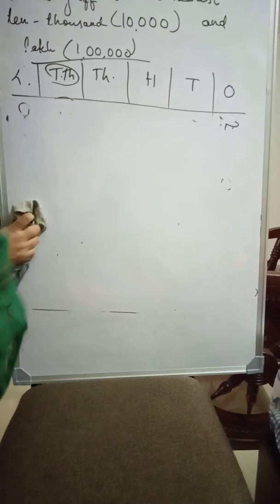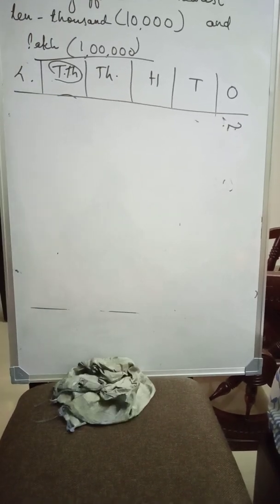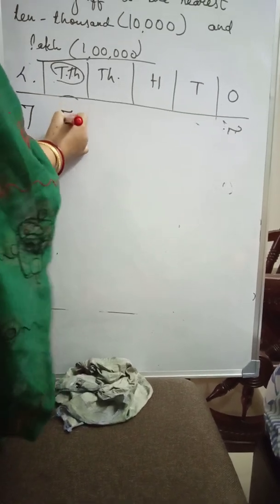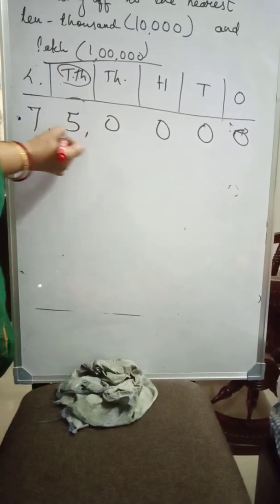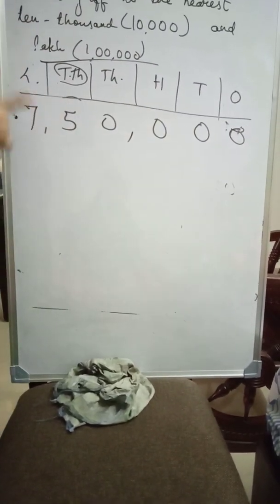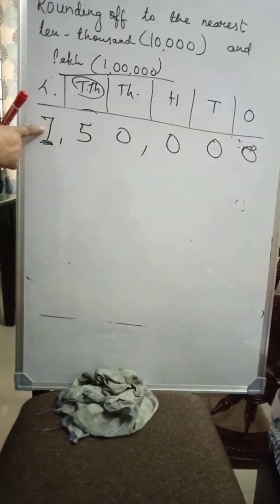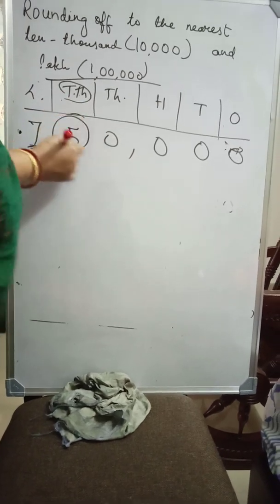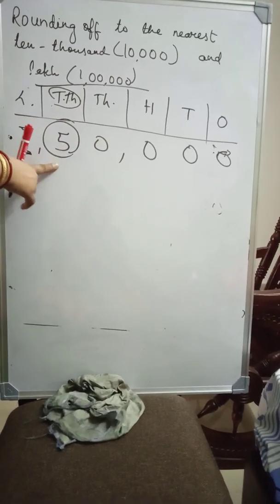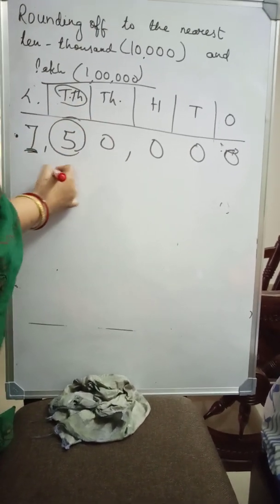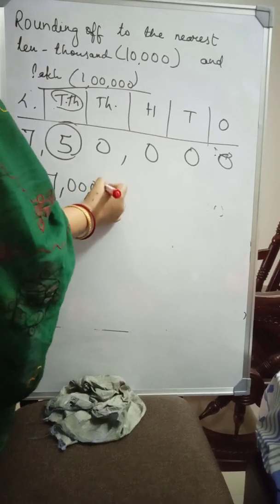Let us take another example. Here the example is 7,50,000. You have to round off 7,50,000 to the nearest lakh. So we will look at the digit at the 10,000 place. हमें 10,000 के place के digit को देखना है. It is 5. 5 means halfway. किसका halfway? It is halfway of 7 lakh and 8 lakh.